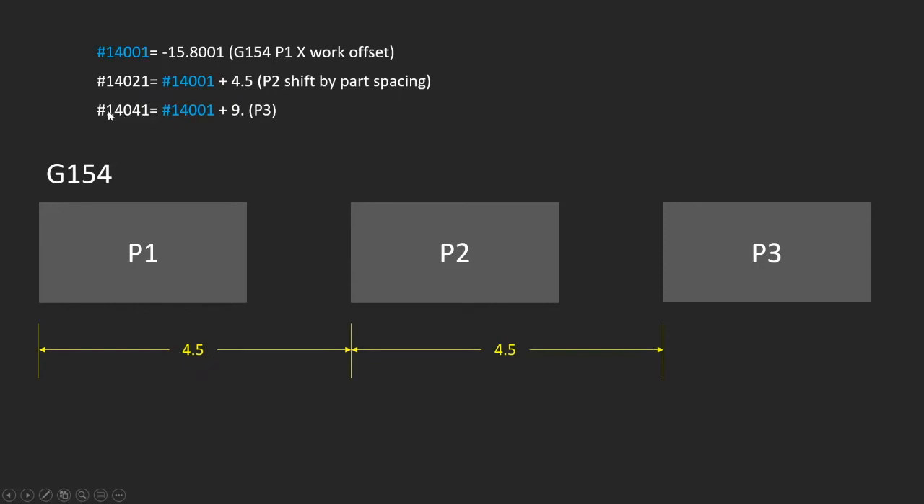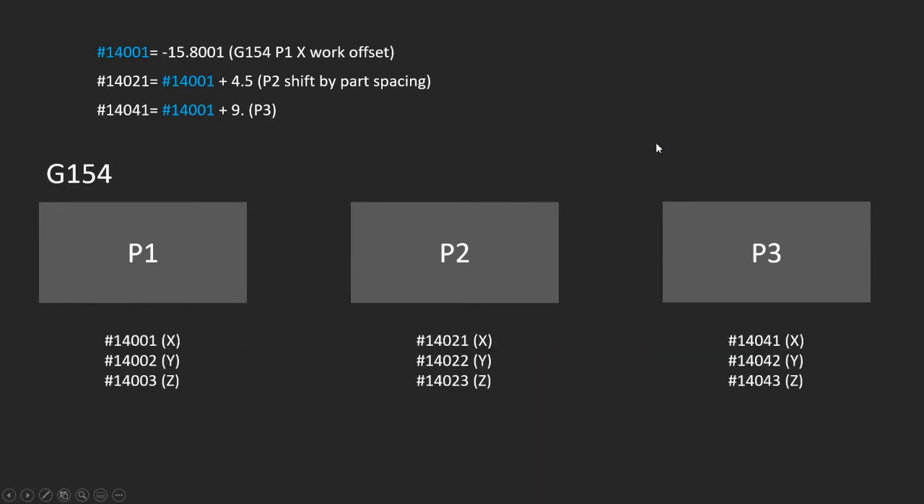And then 14,041, I'm going to take the 14,001 and add 9 to it, so the 4.5 times 2, and that one's P3. So I'm setting these values by just putting a bit of code in my program to take whatever is in P1 and transferring it over into P2 and P3. And let's take a look at these numbers that we have.